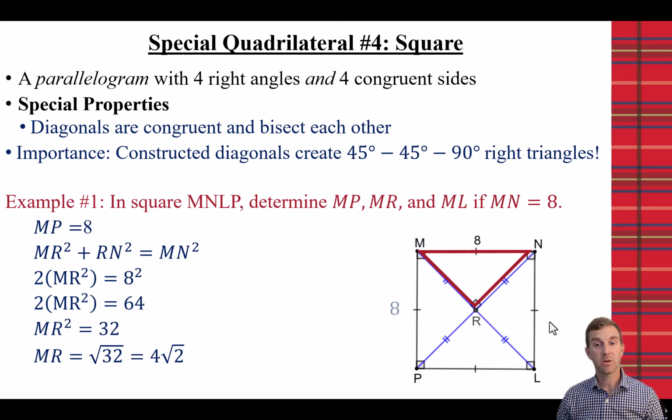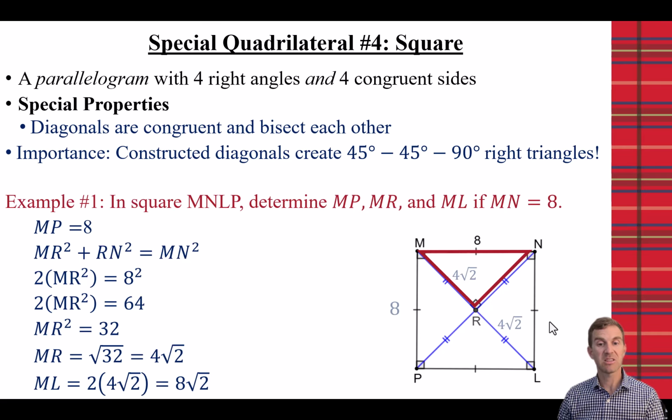And if we think back to special right triangles, if we take the side, we know the hypotenuse is that side times the square root of 2, which would give us 8. Now we know then that MR and RL are both 4 square root of 2, which means that ML is the sum of those two, which is 8 square root of 2.